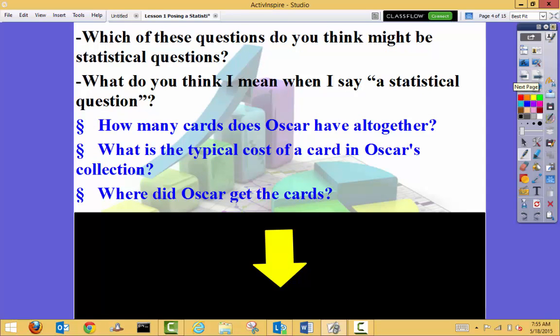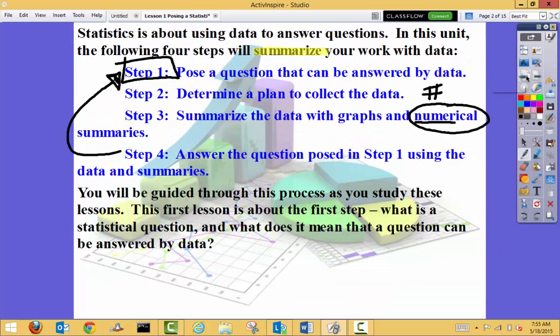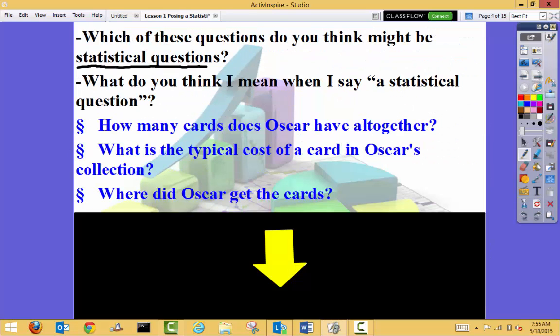So which of these questions do you think might be a statistical question? And what do you think I mean when I say a statistical question? Well, we haven't even talked about what a statistical question is, but I'm already asking you, what do you think? Remember, going back to this very first step, it has to be answered by data. So which of these might be a statistical question?